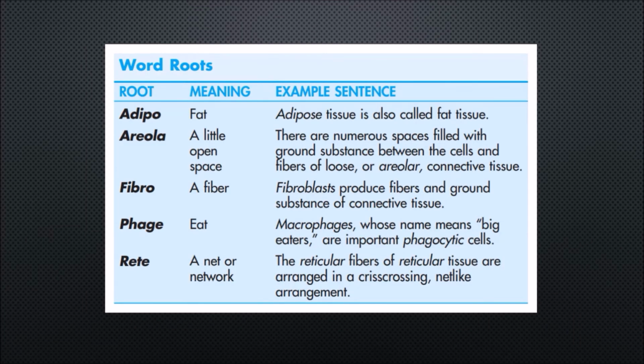Lastly, these are root words that will help us understand the meaning of some terms better. First is adipo, from adipose or adipocyte, which means fat. Second is areola, from areolar or loose connective tissue, which means a little open space. Third is fibro, which means fiber, which is used in the terms fibroblast and fibrocyte, and phage, which means eat, which is used in macrophage and also in phagocytosis.